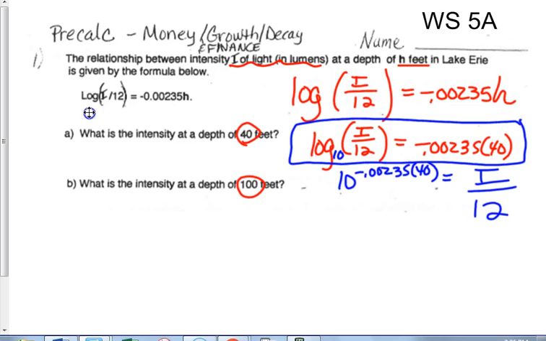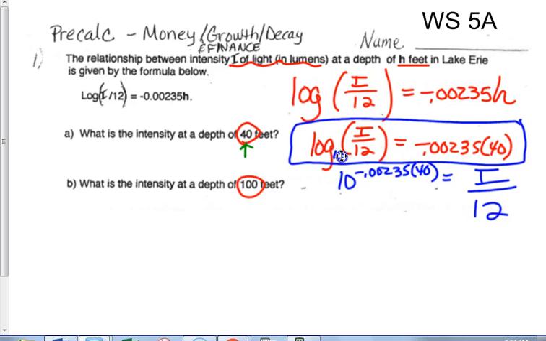It's a totally different formula. This relates the lumens of light that penetrate into Lake Erie with this constant. It says the log base 10, common log, of I over 12 is equal to this constant, negative 0.00235 times the depth of water in feet. This says we're supposed to put a 40 in, so I put the 40 back here. Then I don't know how to solve that.